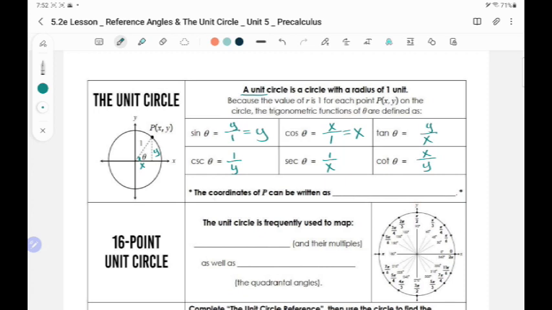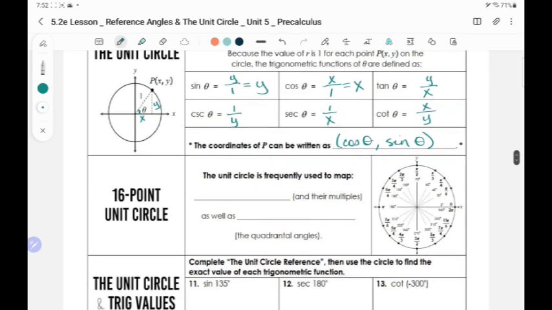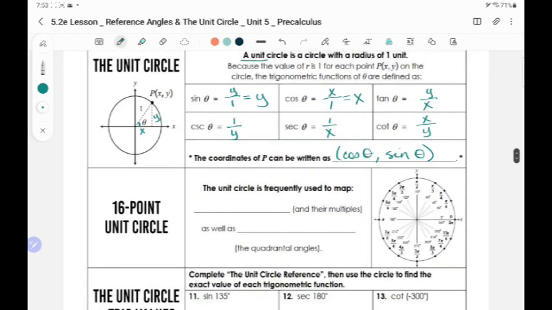We can write a point. The coordinates of P can be written as (cosine theta, sine theta), because cosine is the x value. Now keep in mind, this is only on the unit circle. It's called a unit circle because it has a radius of 1 unit. Every point on the circle is 1 unit from the center or the origin. Okay, so it's (cosine theta, sine theta) for each point. One thing that you definitely want to memorize is that sine is y, cosine is x.